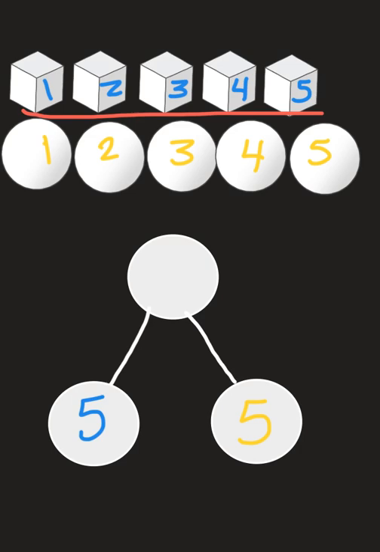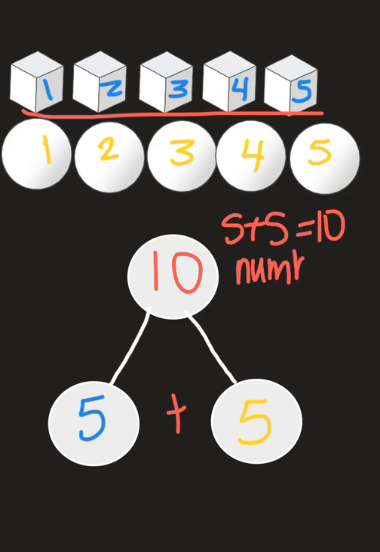Okay, so now what we're going to do, we're going to count all these together and see what 5 plus 5 equals. Now, some of y'all already know the answer, right? But we're going to count just to be sure. Okay, so let's start up here. 1, 2, 3, 4, 5, 6, 7, 8, 9, 10. So 5 plus 5 equals 10. There's my number sentence based on that number bond. Y'all remember those. Always good practice to make your number sentence off of your number bond.